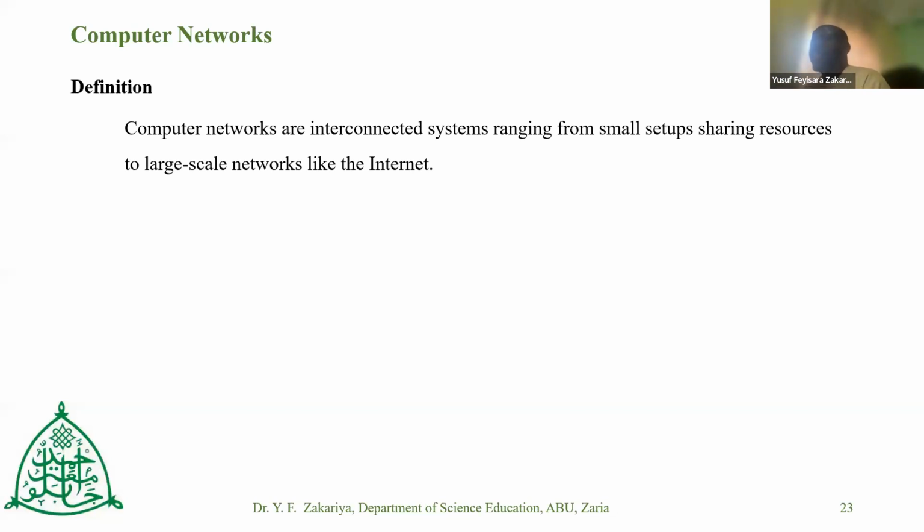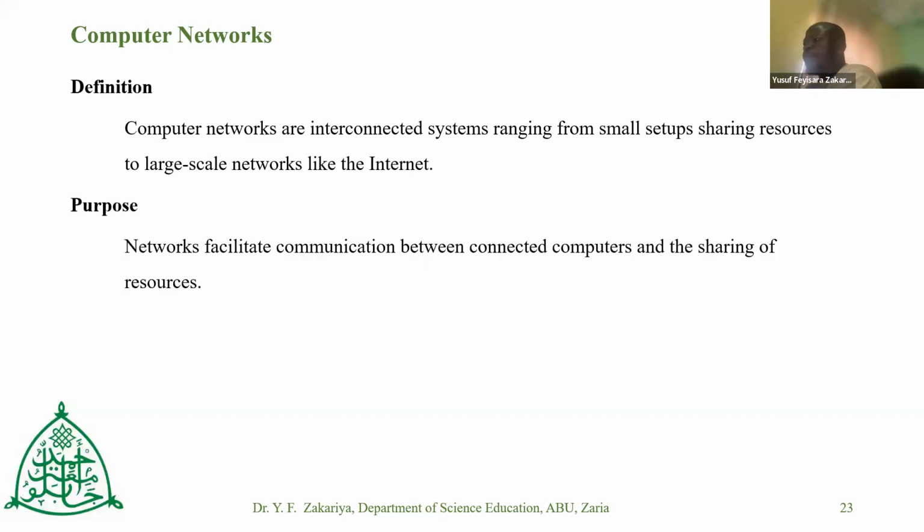So the process of doing this is actually the networking. So computer networks are interconnected systems of computers, ranging from one small setup like in my room alone to a bigger network like the internet. Then the purpose: networks facilitate communication between connected computers and the sharing of resources. So now, in these two systems that I'm working with, as I'm pressing the first one, you are seeing the visual on the second one.